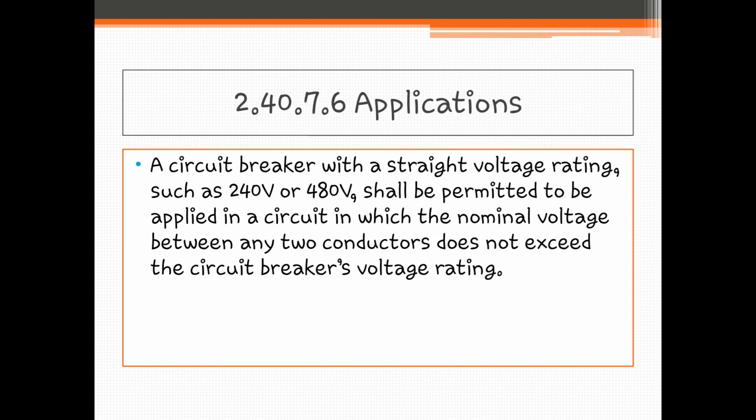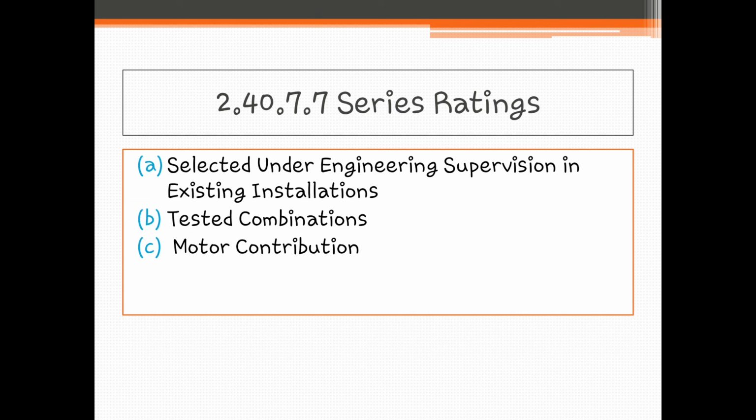Next is applications. A circuit breaker with a straight voltage rating such as 240 volts or 480 volts shall be permitted to be applied in a circuit in which the nominal voltage between any two conductors does not exceed the circuit breaker's voltage rating. 2.40.7, wait, 0.7.